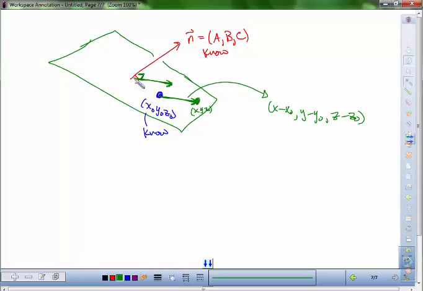So if those 2 vectors are perpendicular, what does that mean? That means the dot product is 0. The dot product of which 2 vectors again? The green and the red. So the red is ABC, and we dot that with x minus x naught, y minus y naught, and z minus z naught.